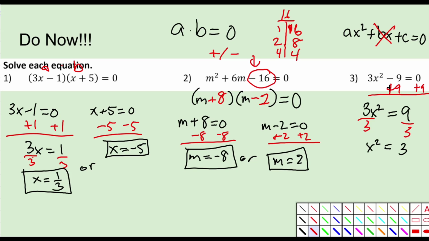And now recall, how do we get rid of the square term? We're going to take the square root of both sides. And remember, I have a plus or minus on this problem. So my answer for this problem is x is equal to plus or minus the square root of 3.